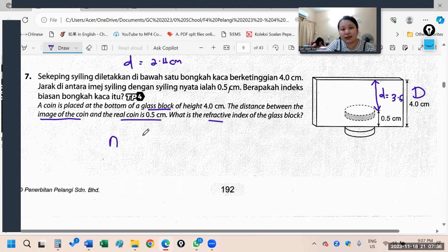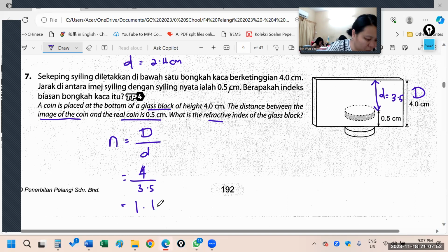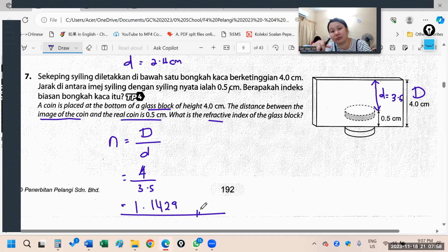n equals real depth divided by apparent depth. So it will be 4 divided by 3.5. So the answer is 1.1429. 3 decimals, okay? No.